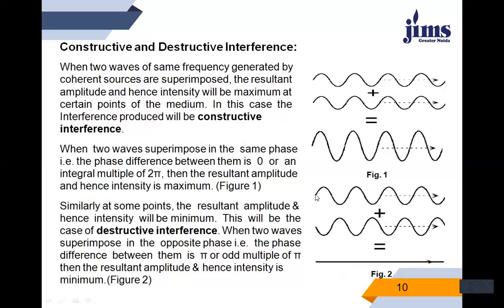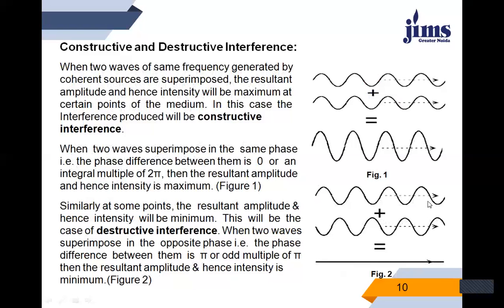But you can see here, this wave is initiating from this point, this wave is initiating from this point, and the phase difference between these two points is pi. So therefore, these two waves are in the opposite phase, and opposite phase means the phase difference between them is pi or odd multiple of pi. Then what will be the resultant amplitude? The resultant amplitude is minimum. You can see this figure. This is the resultant amplitude.